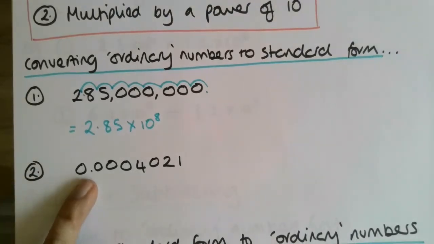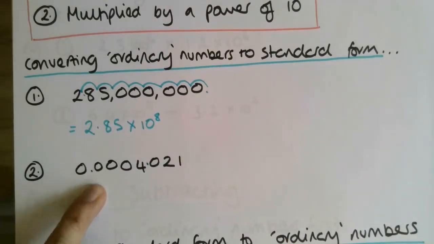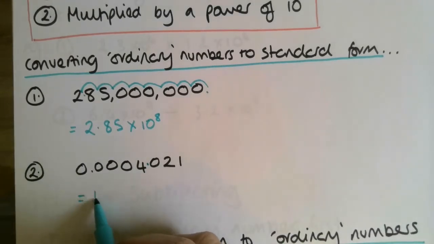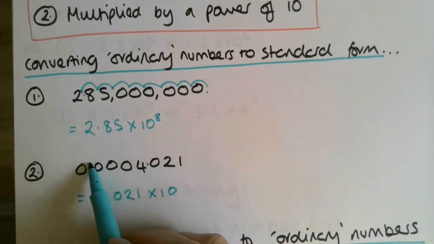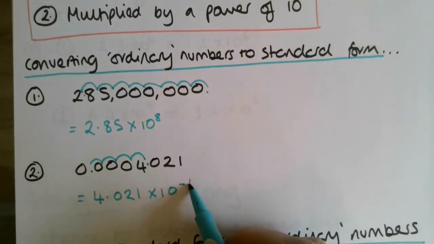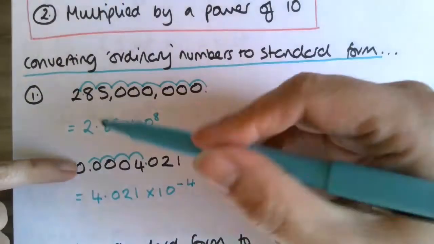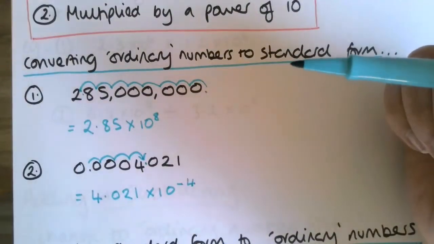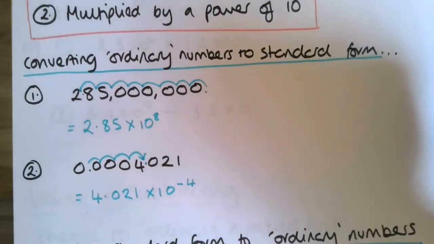So we've got 0.0004021. To get this to be a number between 1 and 10, our decimal point is going to have to go there. So that's going to be 4.021 multiplied by 10 to the power of, the decimal point has moved from here, so that's 1, 2, 3, 4 places. So times 10 to the minus 4. And again, it depends on what way your teacher taught you, because the decimal is going to the right, it's a negative, or the way I personally remember it is if it's a really small number, it's a negative power.